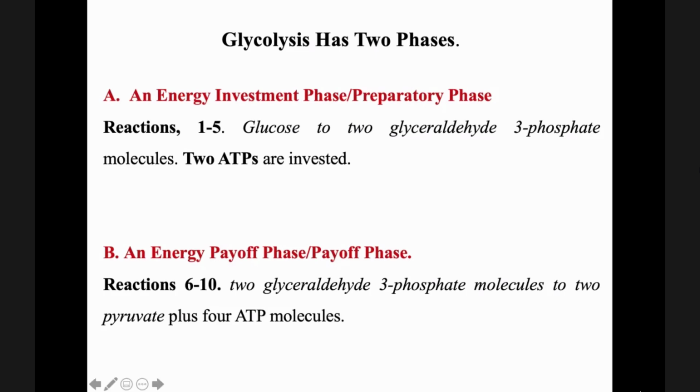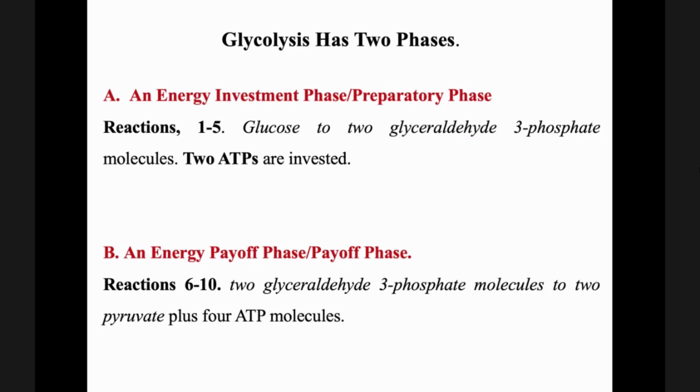So when we look at glycolysis, we look at the stocks, so you invest and then you get payoff. You get the profit out of this investment. So it is two steps, or we can divide it into two categories: the energy investment phase, which is the preparatory phase, and the energy payoff phase, which is the phase where the ATP will be produced and the reduced NAD will be produced as well.